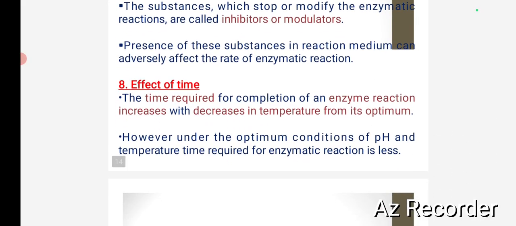Last one, effect of time. The time required for completion of an enzymatic reaction increases with decrease in temperature from its optimum. Under conditions above the optimum temperature, enzymatic activity is reduced. However, under the optimum conditions of pH and temperature, the time required for the enzymatic reaction is less. Means if we maintain the optimum conditions, the time requirement is very less.